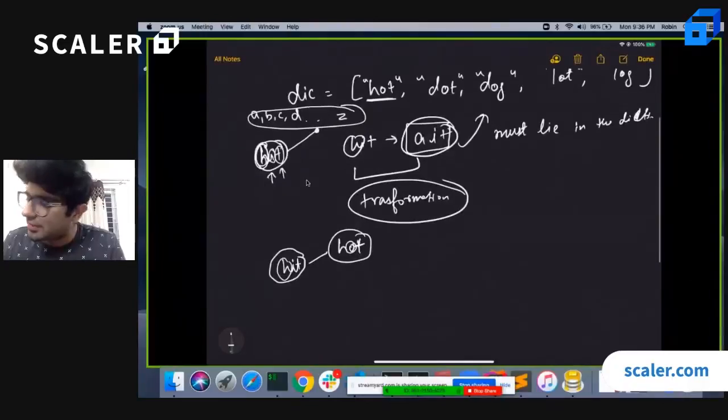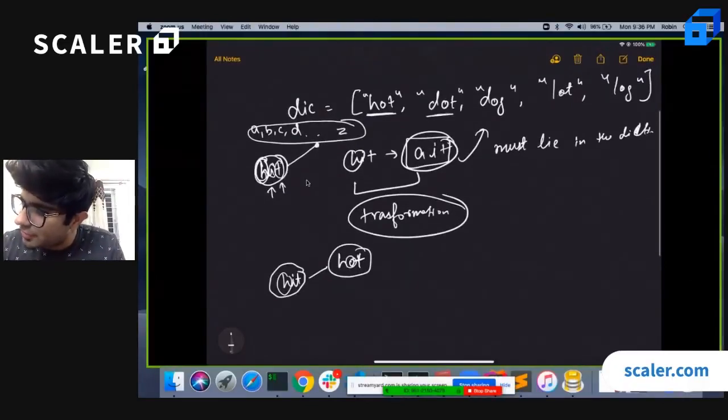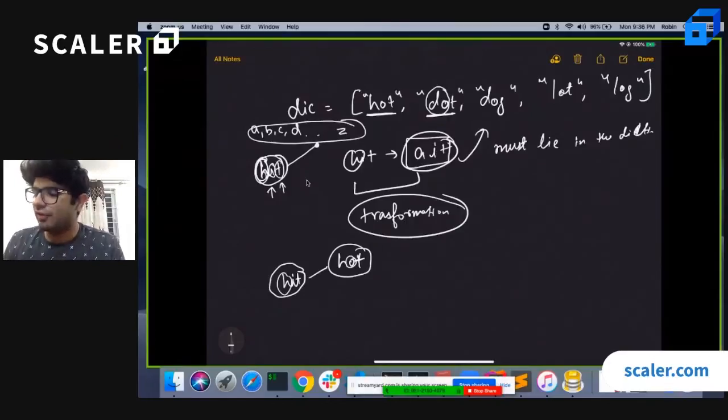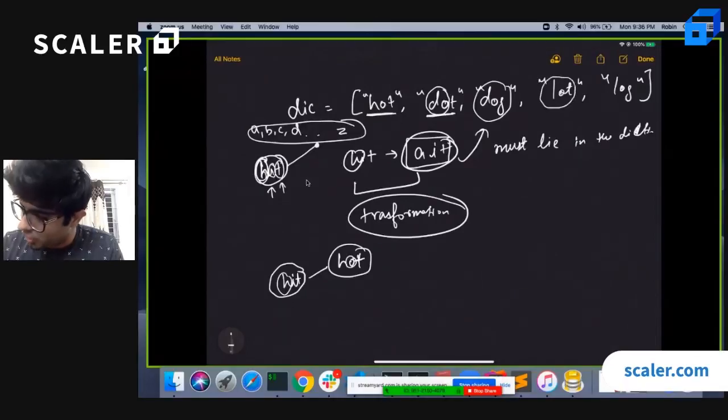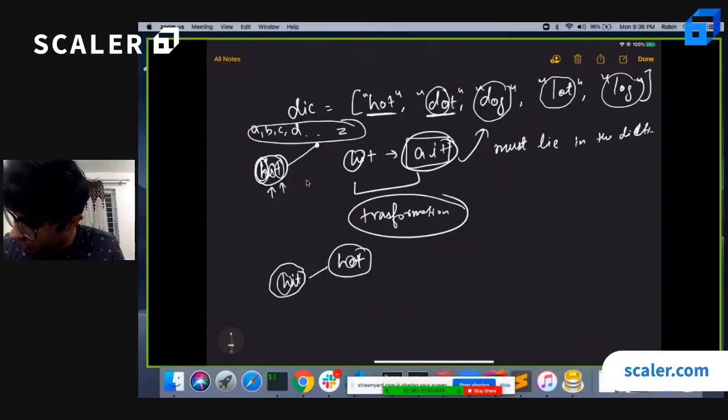So what is the other thing that has been given to me? The other word in the dictionary is "dot". Can I change "hit" to "dot"? No, because in "dot" there are two modifications, but in one transformation I can change only one letter. So that is not possible. Similarly, "dog" is not possible, likewise "lot" is also not possible, and similarly "log" is also not possible. So there is only one transformation for this, which is "hot".